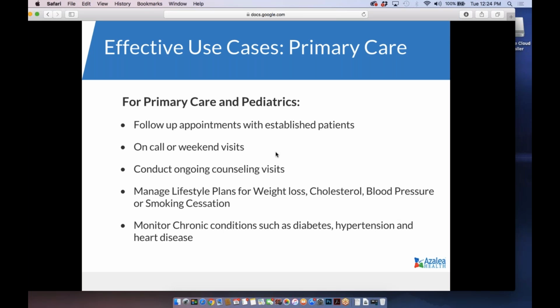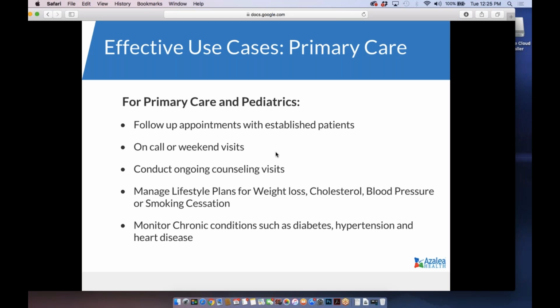So follow-up appointments, obviously, with established patients. So just scheduling a follow-up visit after a consult with the patient who's been in the office is a very, very specific use case. That's getting quite a bit of traction in the market. Obviously, the weekend and on-call visits, then conducting ongoing counseling visits. So to the extent that you can use counseling time after hours or in between appointments, that's actually something that patients are seeing as very valuable.